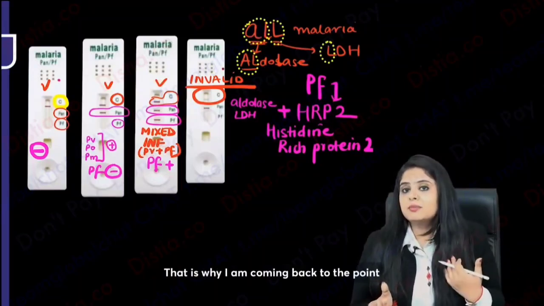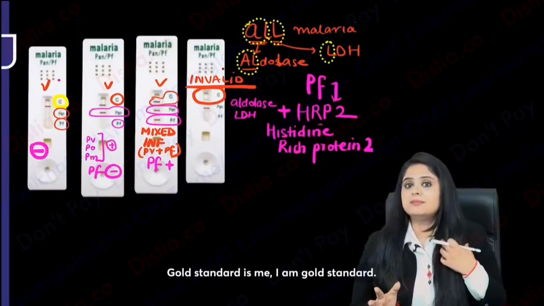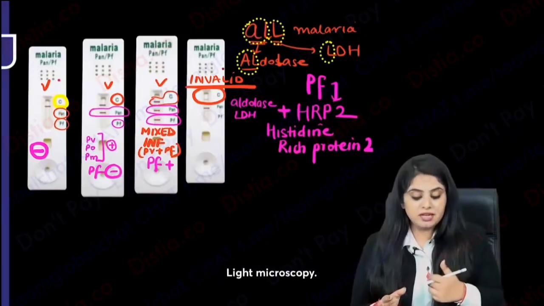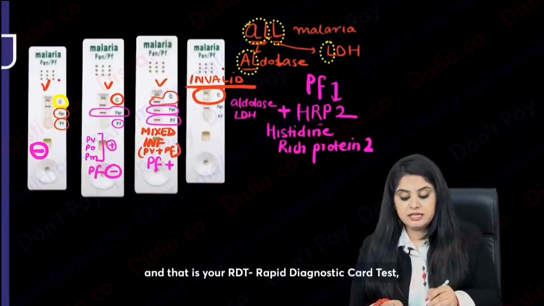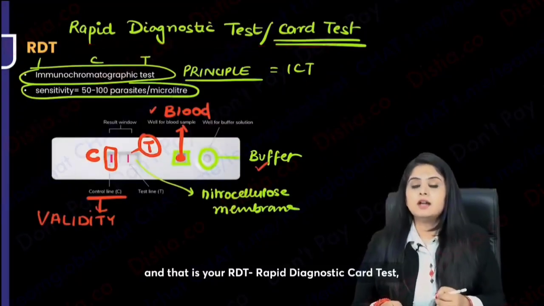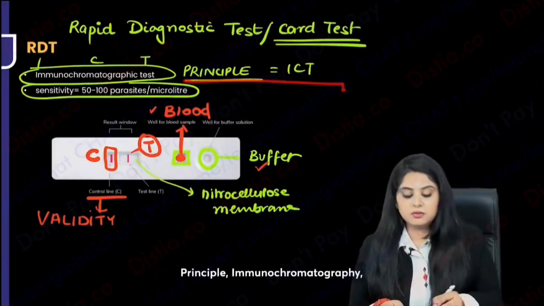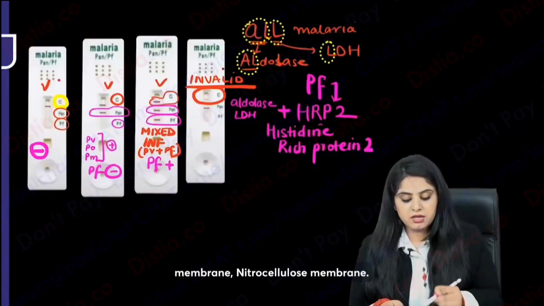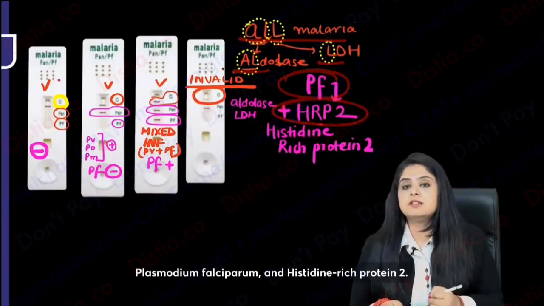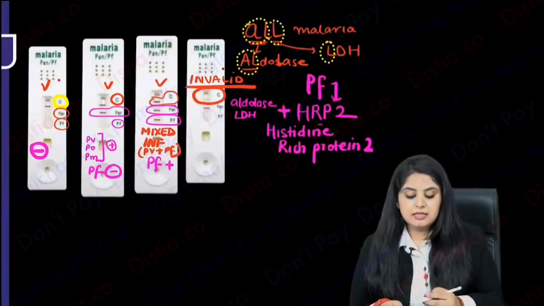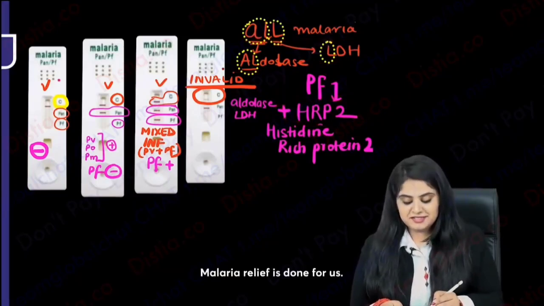That is why I'm coming back to the point that light microscopy is really important. Gold standard is light microscopy, right? That is why, because cards are not going to be that reliable. And that is your RDT, Rapid Diagnostic Card Test. Principle: immunochromatography, nitrocellulose membrane. All the malaria species have aldolase and LDH. Plasmodium falciparum has histidine-rich protein 2 too. Malaria, sigh of relief, is done for us.